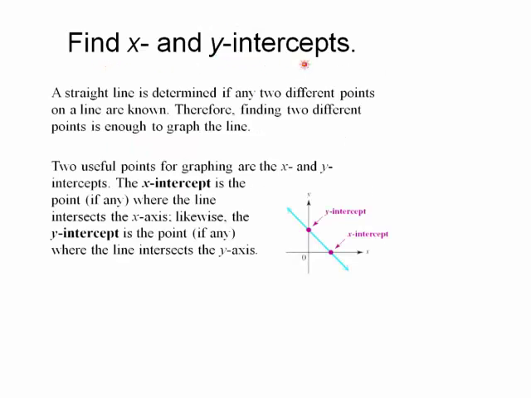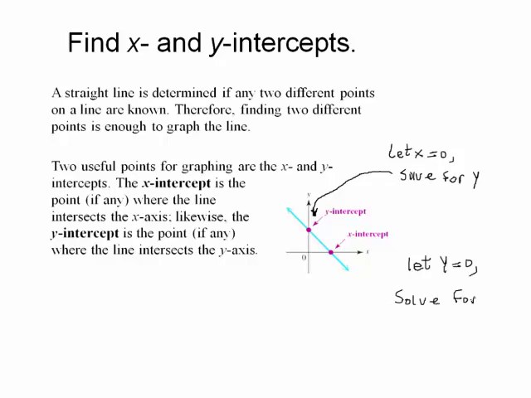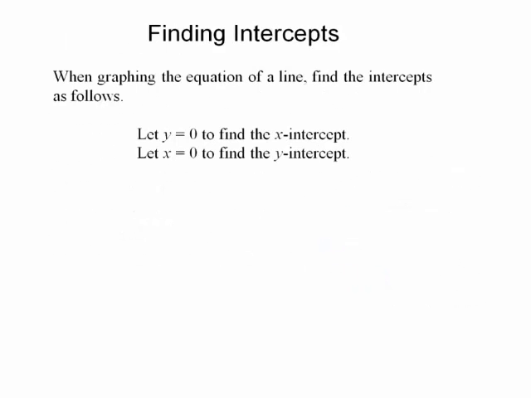Sometimes they actually ask you to find the x and y intercept. So once again, if I let x equal to 0, solve for y, that's the y-intercept because you're solving for y, right? Similarly, if I let y equal to 0 and solve for x, that would be your x-intercept. That would be this point right there. Now we know what x and y intercepts are. So, finding intercepts: if you let y equal to 0 and solve for x, that's your x-intercept. If you let x equal to 0, solve for y, that's your y-intercept.